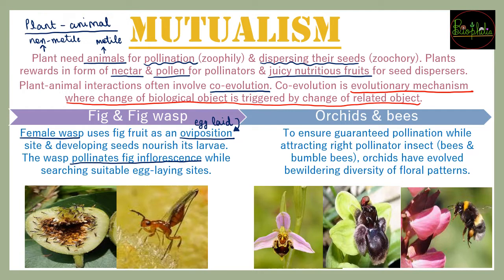The second example is between orchids and bees. Orchids will have their pollination by attracting the right pollinator insect. It can be either bees or bumblebees, and they will develop and evolve in a much higher manner. And we will now see how orchids have developed, and what sort of rewards they provide to their pollinators.